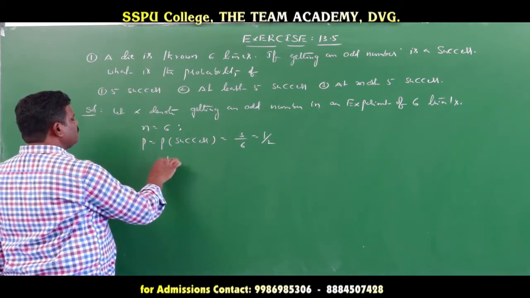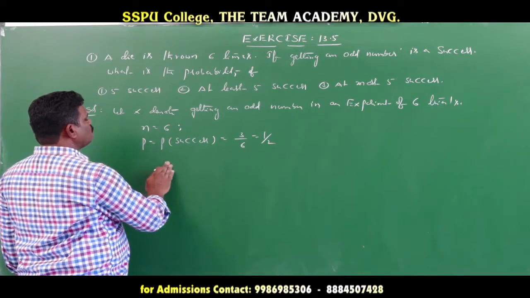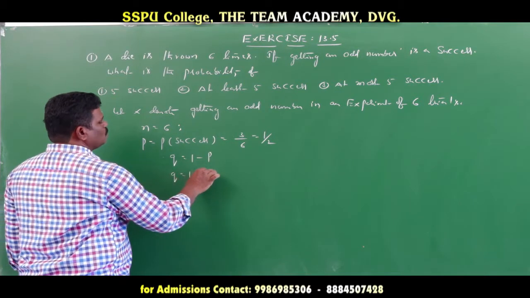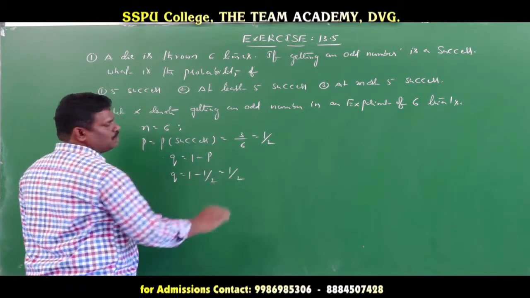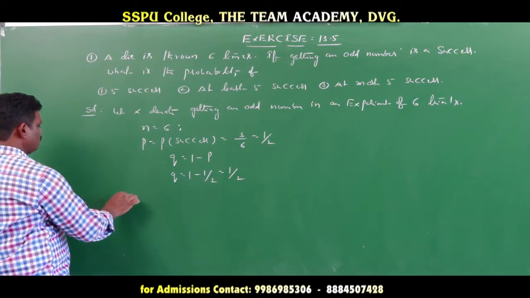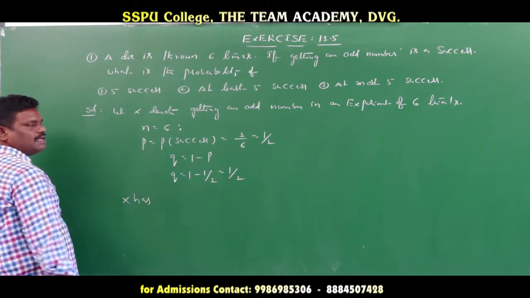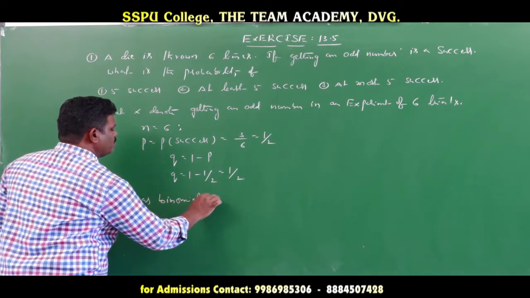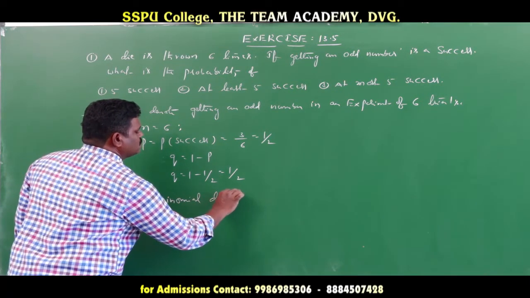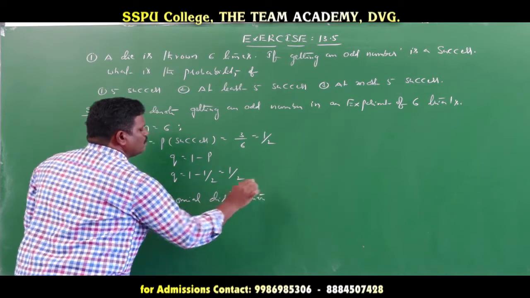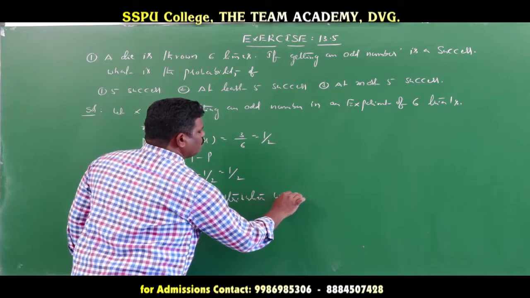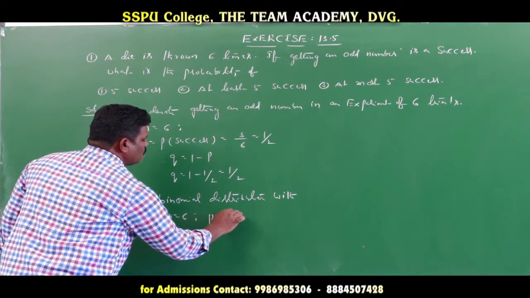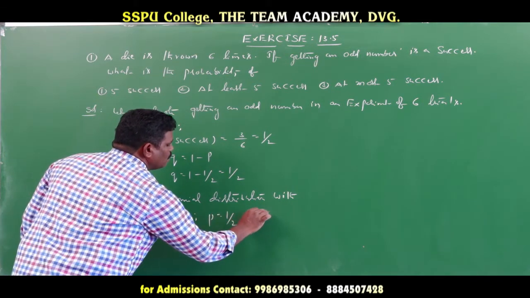So automatically, P is equal to this value, which means Q is equal to 1 minus P. Then Q is equal to 1 minus 1 by 2, that is equal to 1 by 2. Now here X has a binomial distribution with parameters n is equal to 6, p is equal to 1 by 2 and q is equal to 1 by 2.